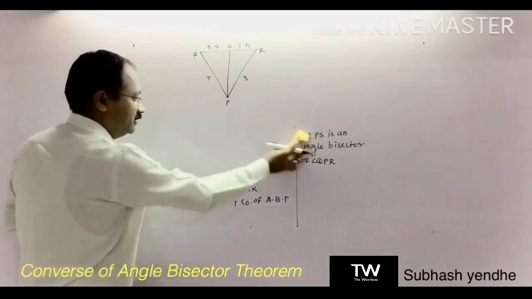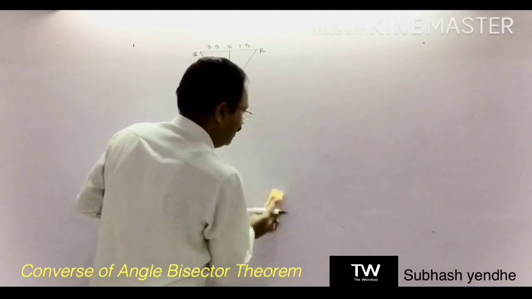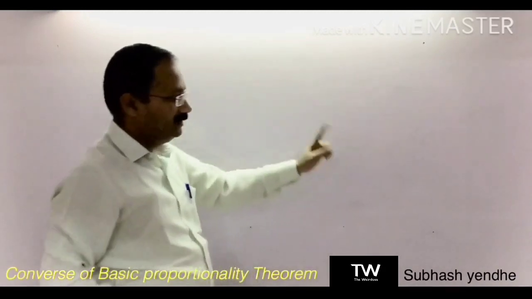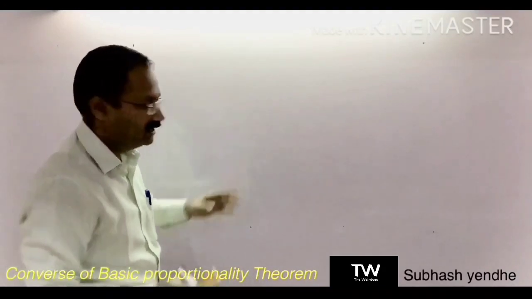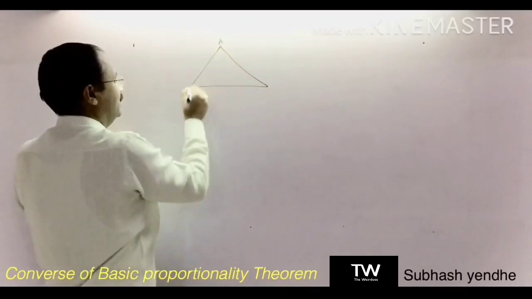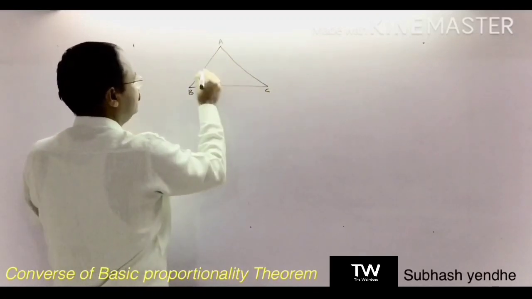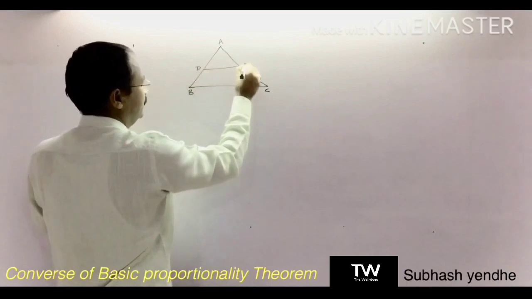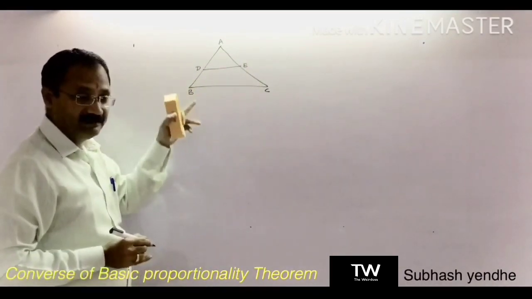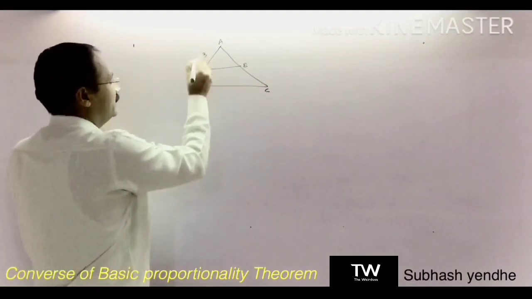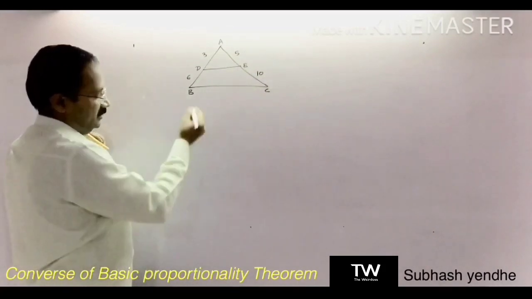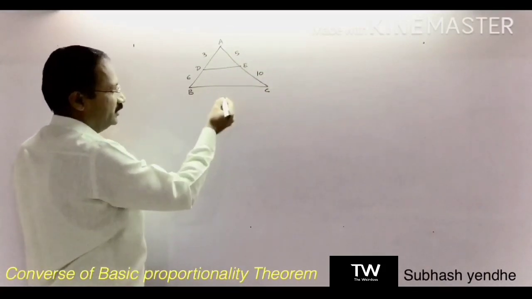Now we are going to see the sum related to the converse of BPT, which means basic proportionality theorem. Now see this. This is triangle ABC. This is segment DE. It is not given as parallel. You have to prove whether it is parallel or not. The values given are 3, 6, 5 and 10. Then again you have to find the ratio.